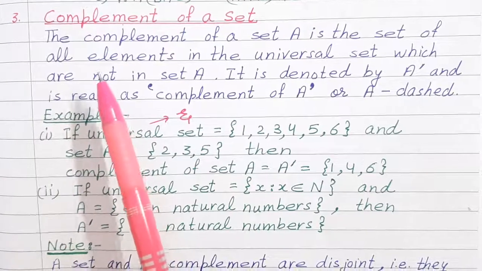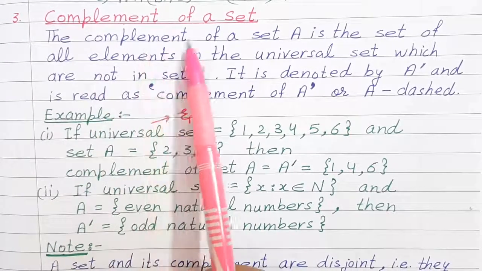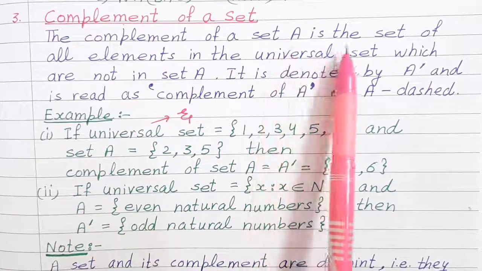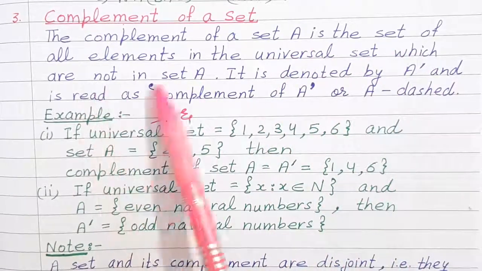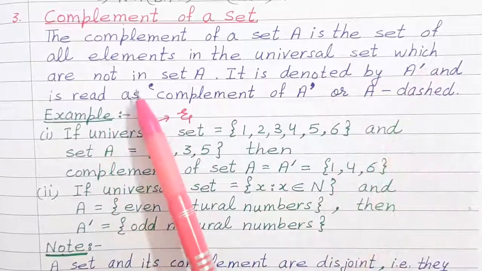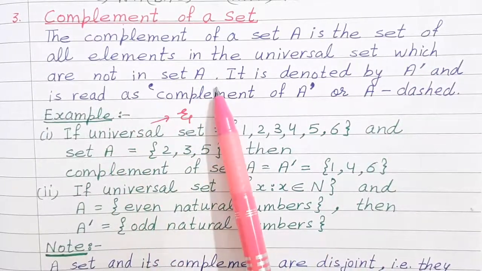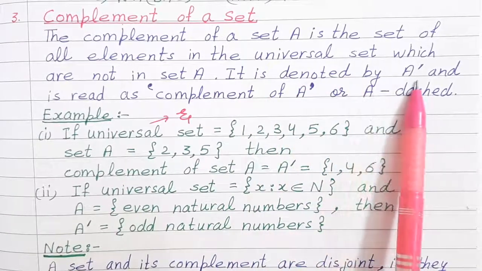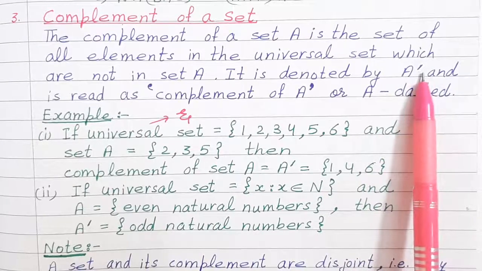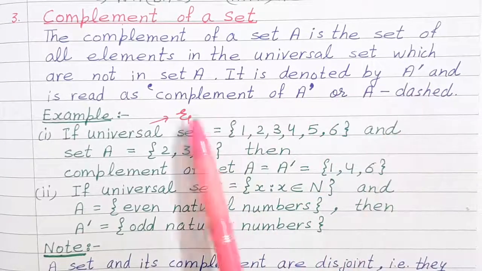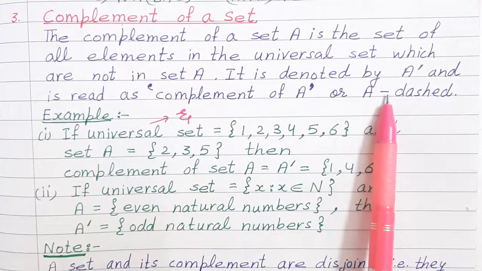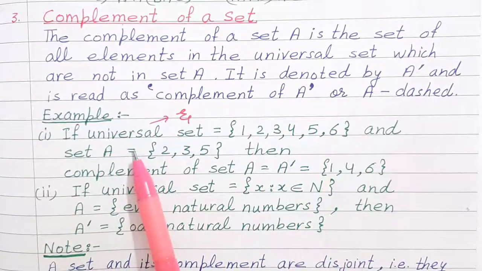Now children, the next is the complement of a set. The complement of a set A is the set of all elements in the universal set which are not in set A. It is denoted by A complement, or you can say A dashed (A'), right? Both have the same meaning, complement of A or A dashed. Clear?